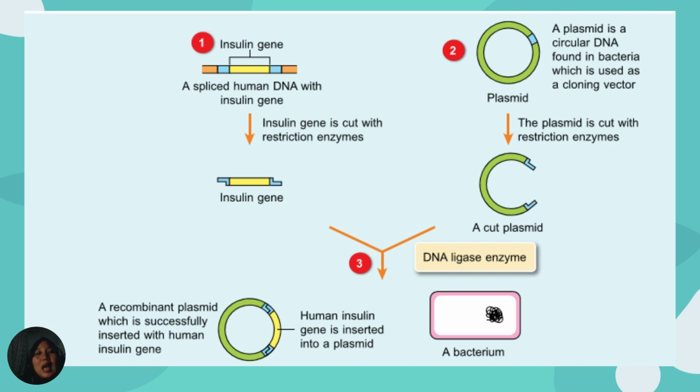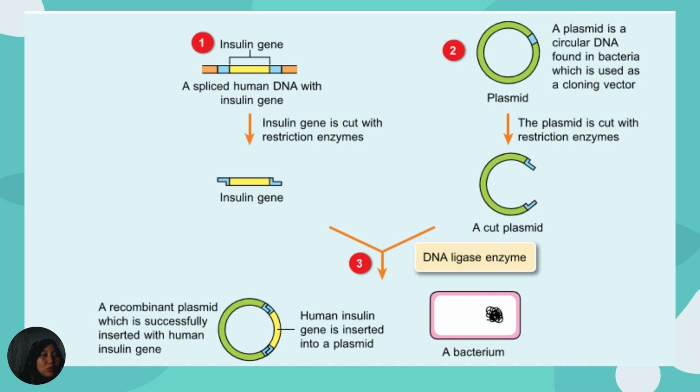At the same time, pada masa yang sama kita ada satu plasmid. Apa itu plasmid? Plasmid is a circular DNA. Okay, plasmid yang membentuk dia mesti bulat. Plasmid ni dia daripada bakteria. Okay, bakteria which is used as a cloning vector. So cloning vector maksudnya, kalau bahasa ringkasnya, dia pembawa.